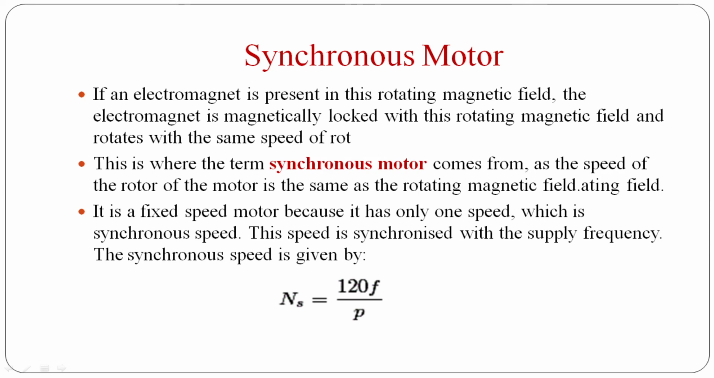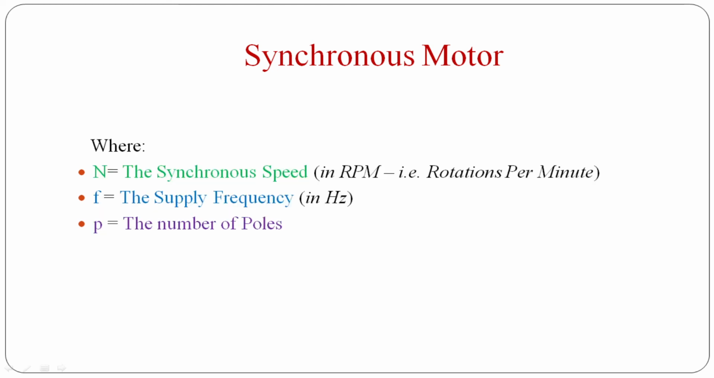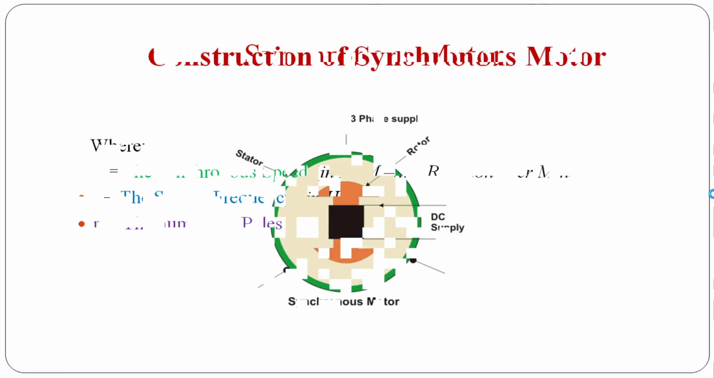If an electromagnet is present in a rotating magnetic field, the electromagnet will be magnetically locked with the rotating magnetic field and rotates with the same speed as the rotating magnetic field. So the term synchronous motor comes from this, as the speed of the rotor is the same as the rotating magnetic field speed. What is the speed of the rotor? It is the synchronous speed, Ns, and Ns is given by 120 f by p, where f is the supply frequency in hertz and p is the number of poles.